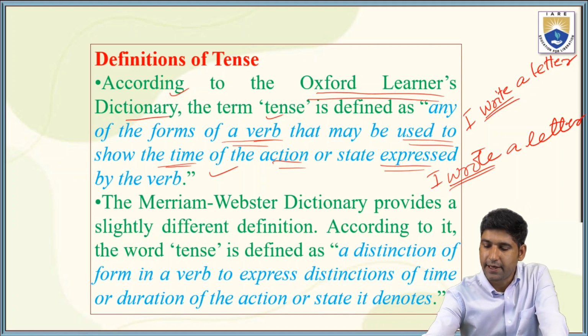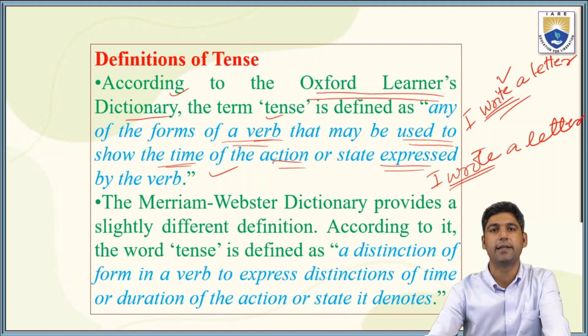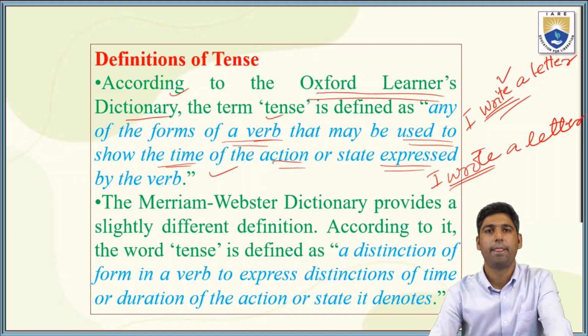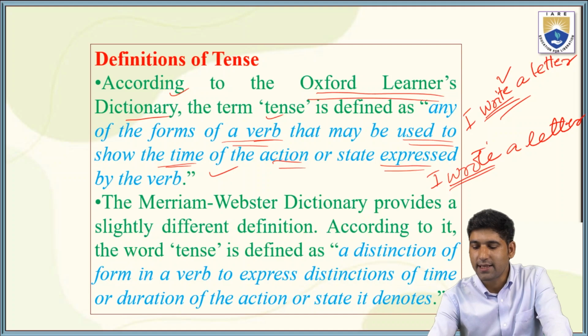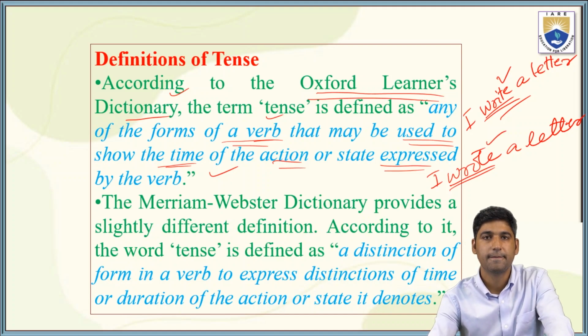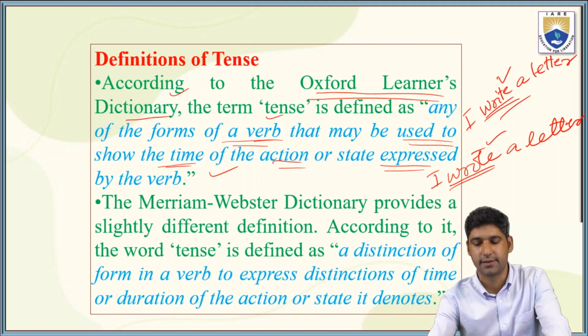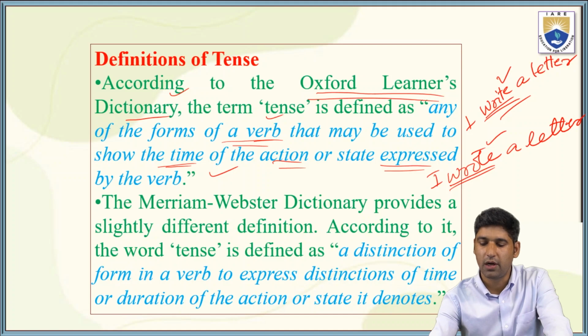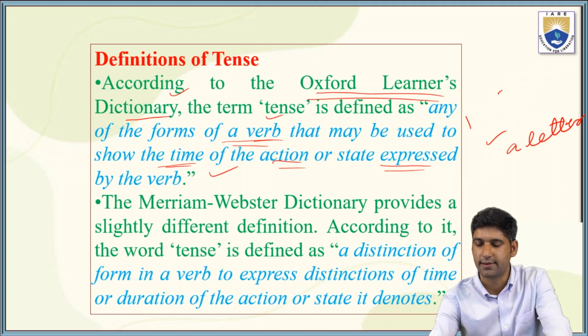This is the present form of the verb. It shows that it is present tense. And it shows it's past tense because we are using the past form of the verb. So that is what the Oxford Learner's Dictionary defines. That is how the Oxford Learner's Dictionary defines tense.